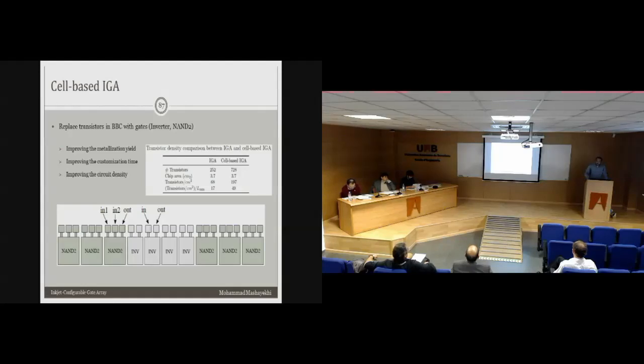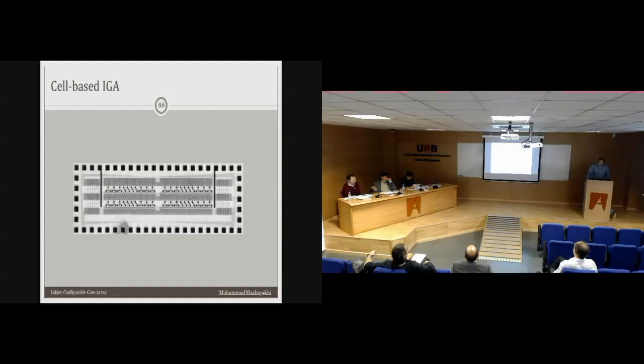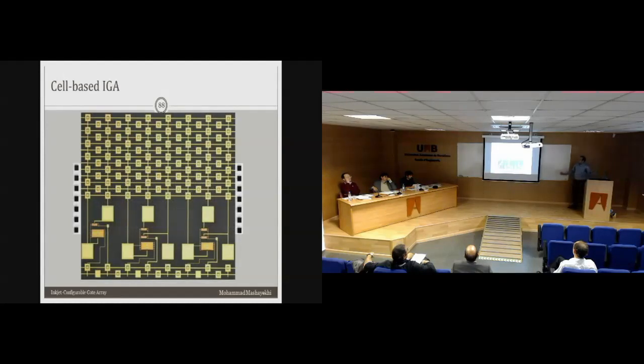Comparing to our transistor-based IGAs, for the same area, 252 transistors for transistor IGA is now changed to 728 transistors for cell-based IGA, which finally gives almost 3 times the density. And this is a small prototype of cell-based IGA, and we see that instead of having transistor arrays, we have inverter and NAND2 arrays.